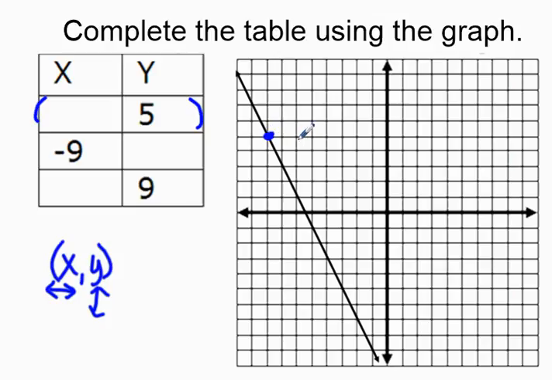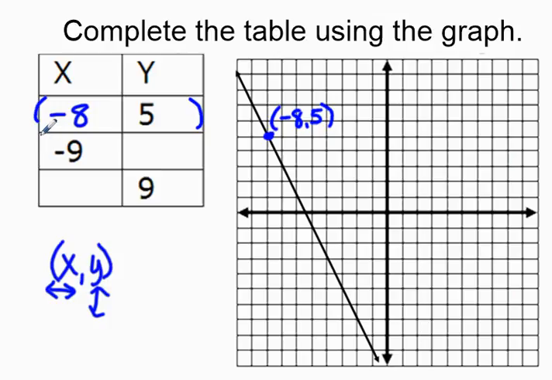Now, I'm looking for that horizontal movement, remember, the x-coordinate, and I can see that it's moved in the left direction, which means it's going to be a negative. So I have negative 1, 2, 3, 4, 5, 6, 7, 8. So I'm going to fill this in with a negative 8 because this point would be negative 8, positive 5.